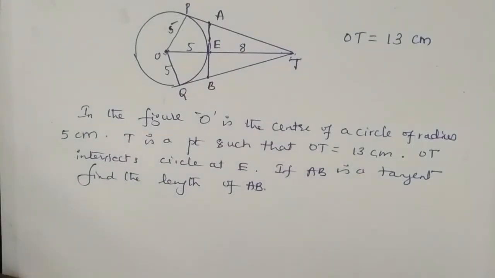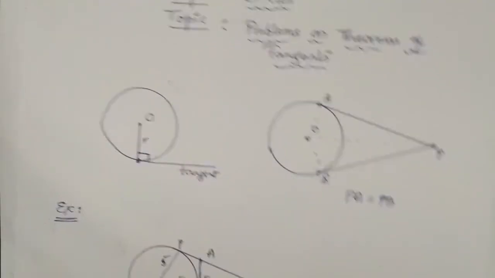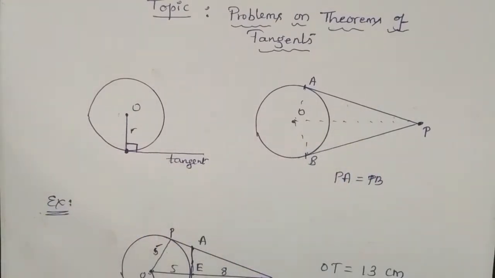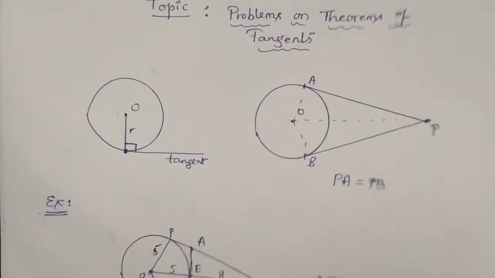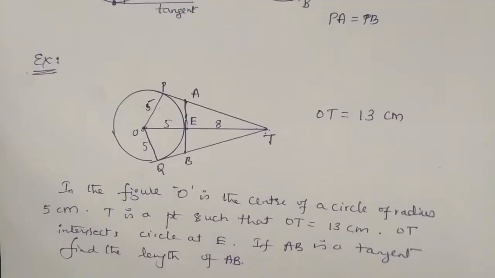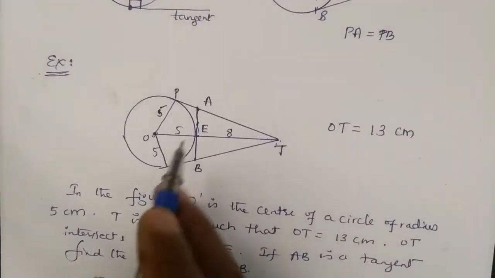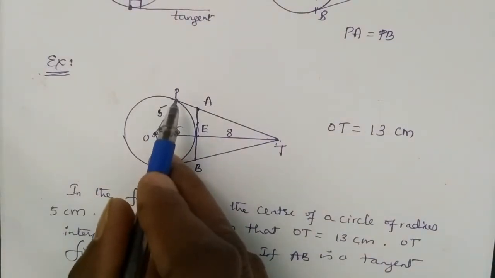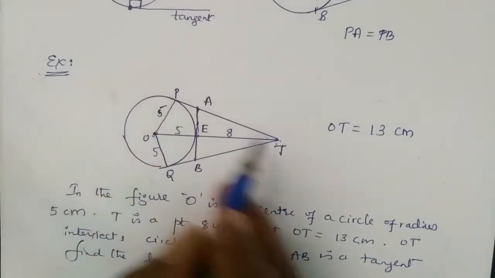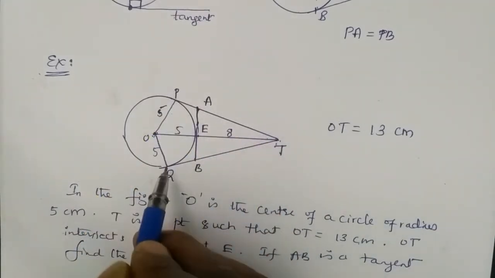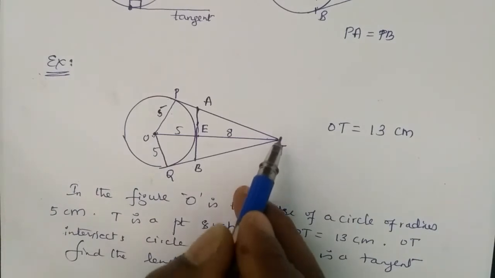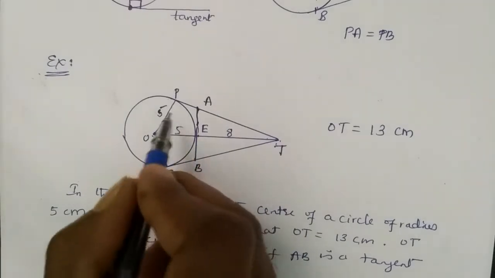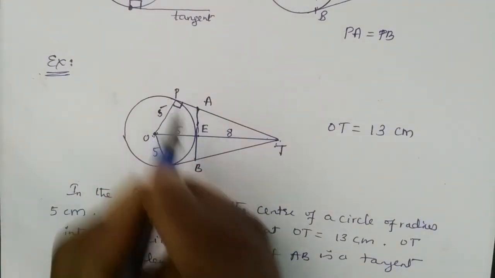So let us go to the two theorems. The important two theorems are: radius and tangent are perpendicular to each other, and two tangents drawn from the same point are equal in length. Let us use those two theorems here. The first one is radius and tangent. Look, OP is a radius, PT is a tangent. TP and TQ are drawn from point T, so TP is equal to TQ. The other thing is TP is a tangent, OP is a radius, so this is 90 degrees.